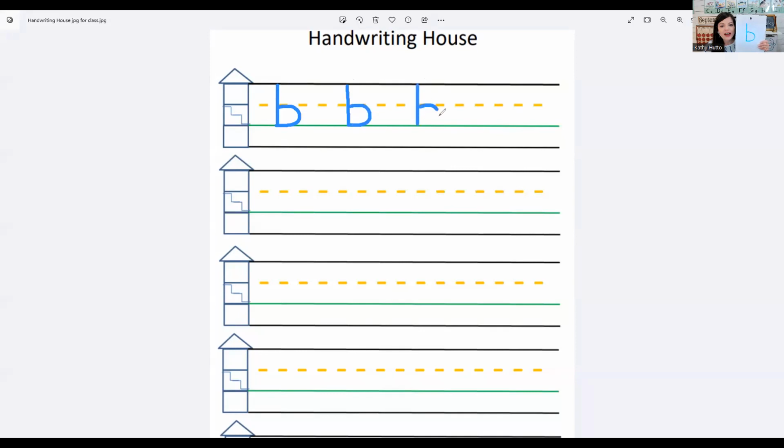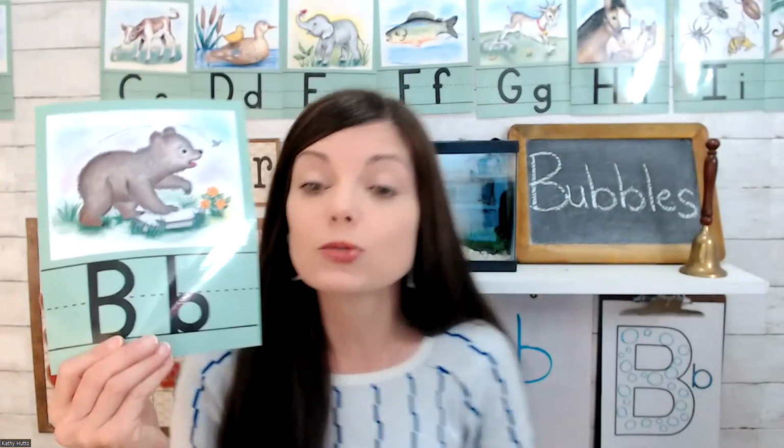1 bubble down at the bottom. Okay, so I know you are listening and learning and doing such a great job on your handwriting time, so I'm going to give you a sticker. Very good job, everyone. And now we know what letter B looks like and we know how to write it. So next we'll talk about the sound that B makes.